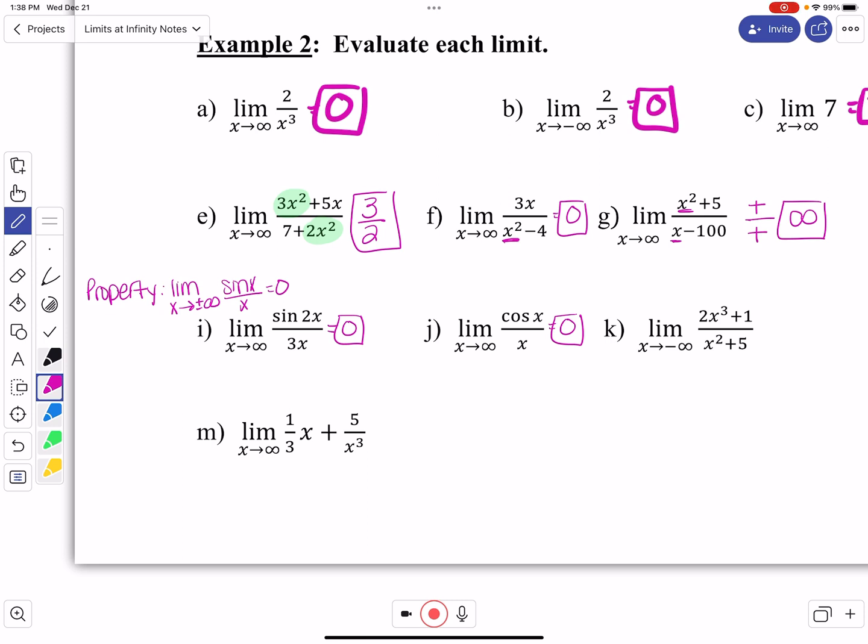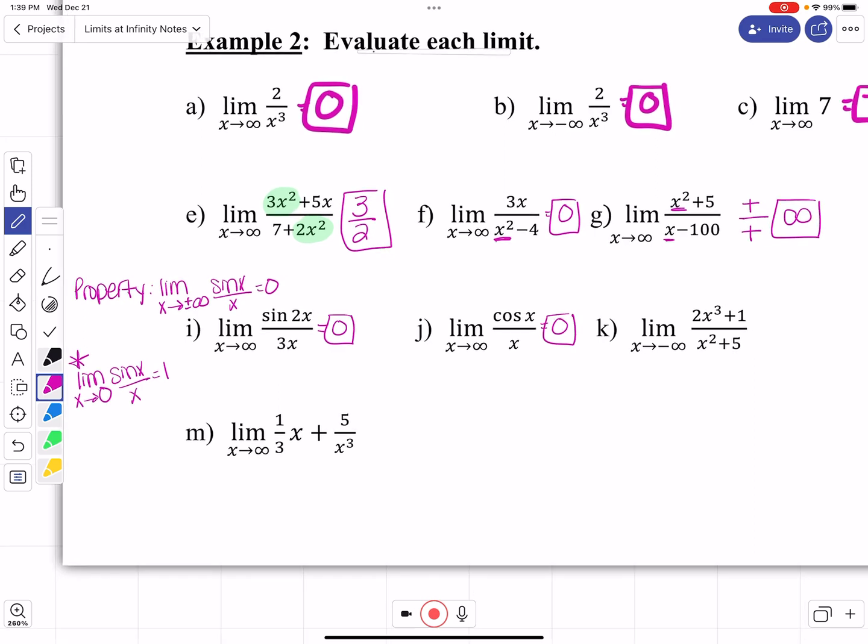Now, that's not to be confused with when x approaches 0, okay? If the limit approaches 0 and we have sine of x over x, that is not going to be 0. That actually equals 1, so be careful with that. So this is only 0 if your limit is approaching infinity.